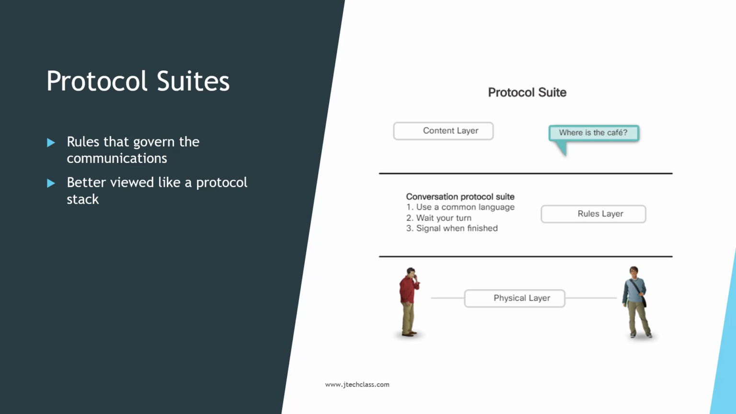One example is the image on the right. At the bottom, the physical layer, we have two people. Each has a voice that can pronounce words out loud. In the middle, we have the rules, the language agreed upon. And at the top, we have the actual words that can be spoken. This is the content of the message, like, where's the coffee? Let's see some examples of network protocols.